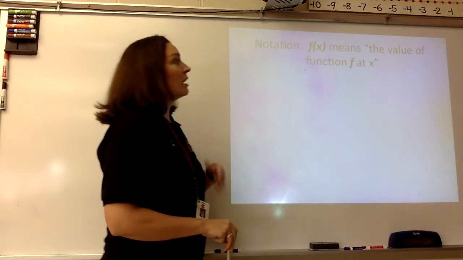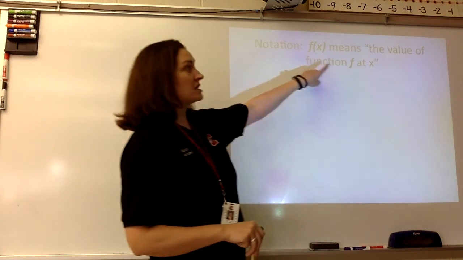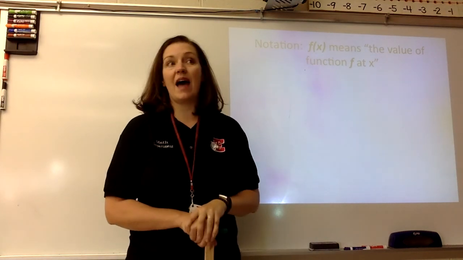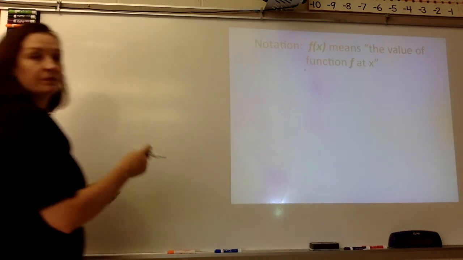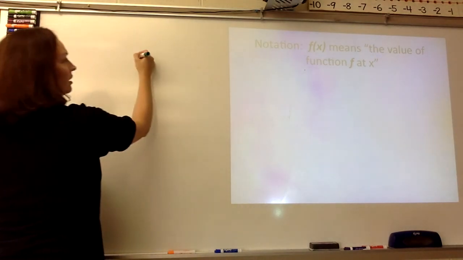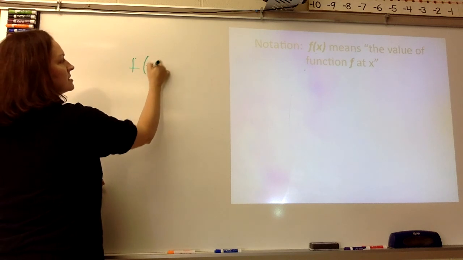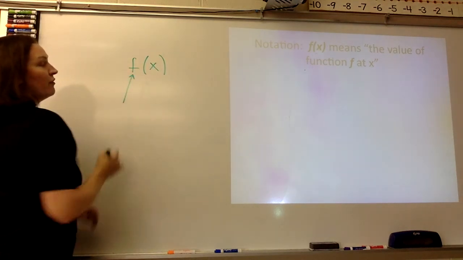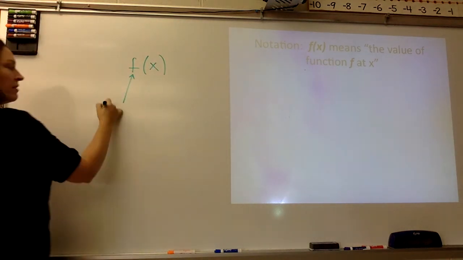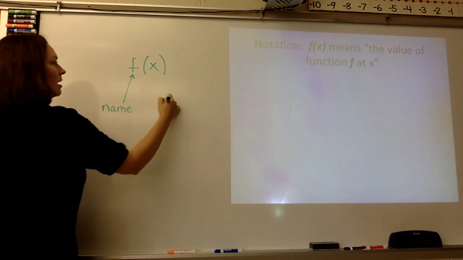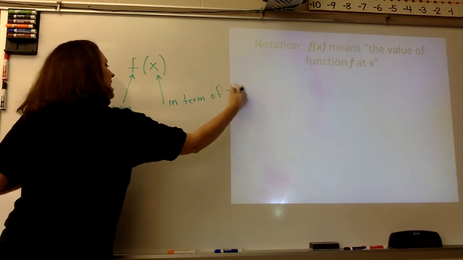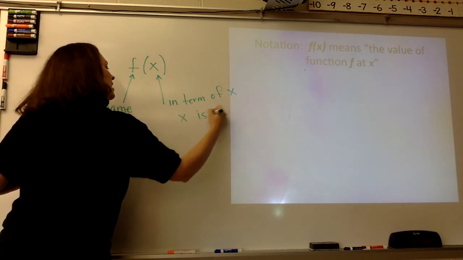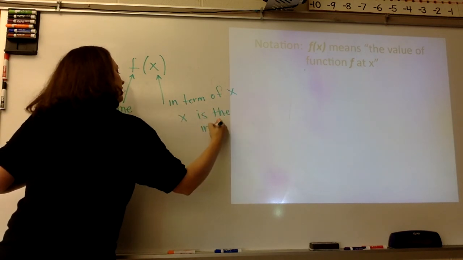So if you take a look, what I think is in your notes is what it says. f of x means the value of the function f at x. This is how I would like you to think about function notation. So if I'm over here and I have f of x, I want you to think of f, the letter out front, as the name of the function. So when we say in terms of x, x is the input value.